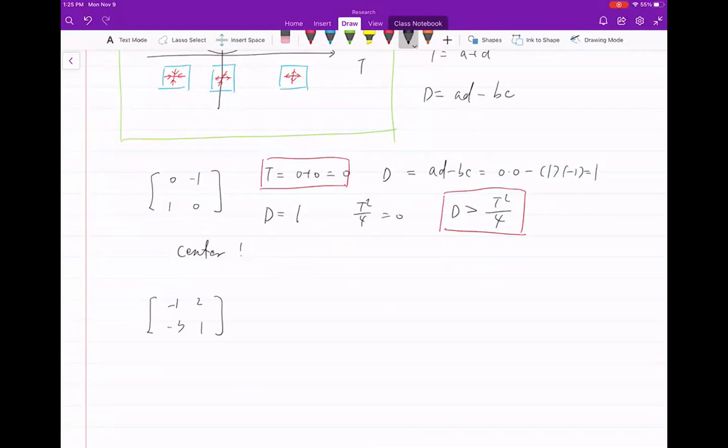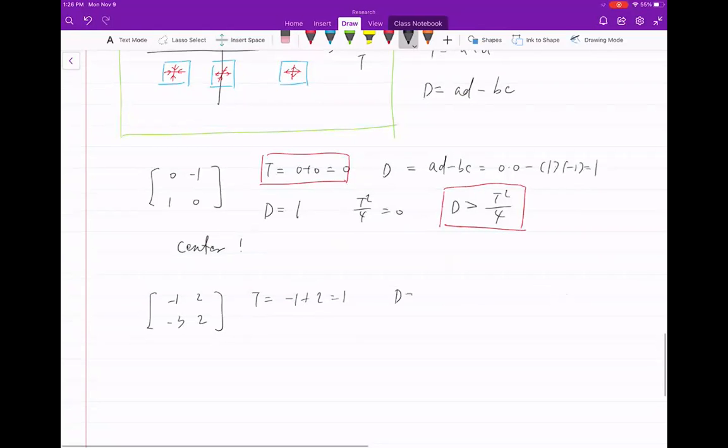This is the system. We have never seen it before. But now we don't have to go over anything. T is -1 plus 1 equals 0. D is -1 times 1. Well, maybe we got the same case again. Let's change this one to be 2 to make it a little bit harder. -1 plus 2, which is 1. D is -1 times 2 minus -3 times 2, which is +4.